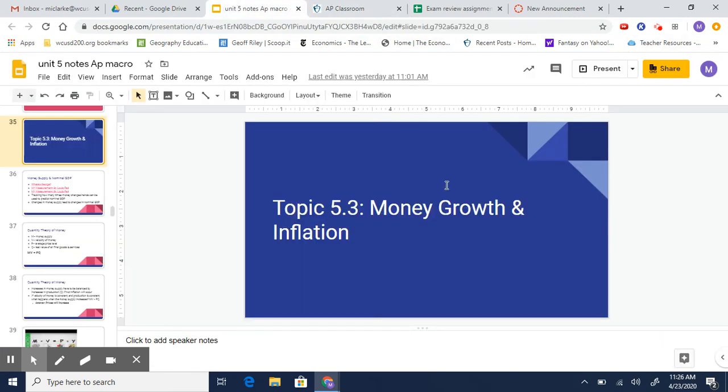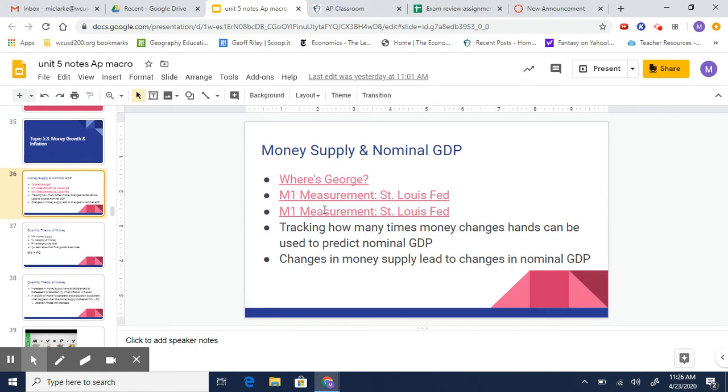All right, so notes for 5.3. 5.3 deals with the impact the money supply has on inflation. If you're looking for ways of measuring how much money is in an economy, the St. Louis Fed keeps an accurate measurement of how much money is in the economy. And by tracking that and tracking how many times money changes hands, they can use it to predict nominal GDP.